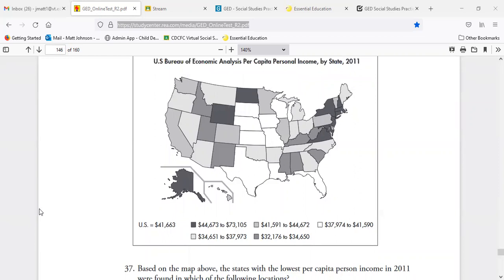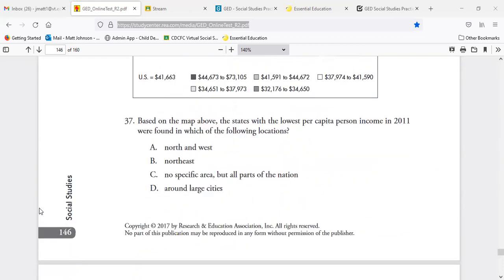We could take a look at the question again or the answers. Yeah, look at the answers. Northwest, northeast, no specific areas but all parts, is that one? No specific areas. See, yeah, there you go.